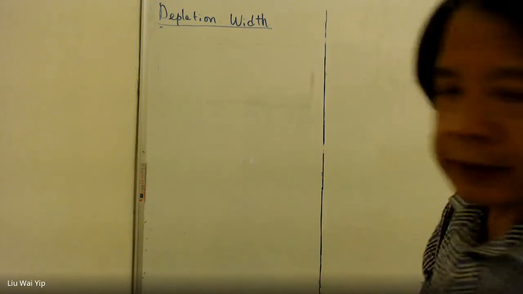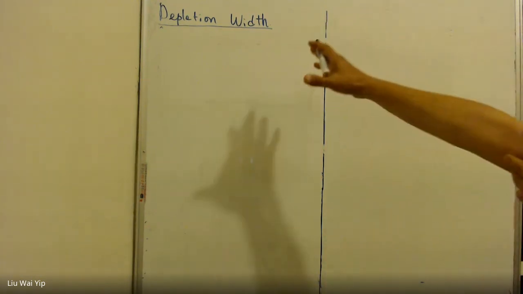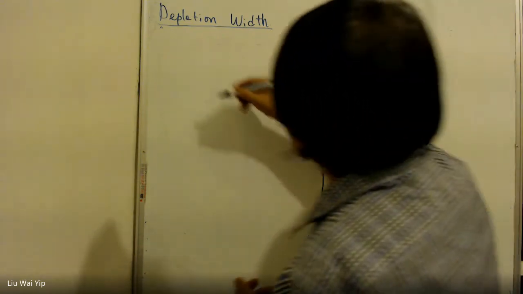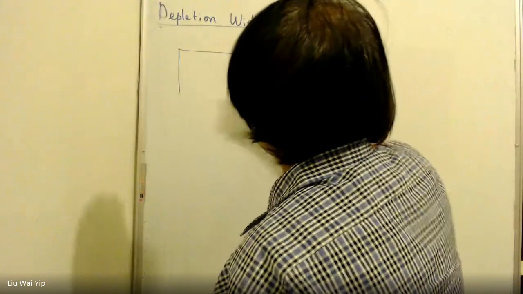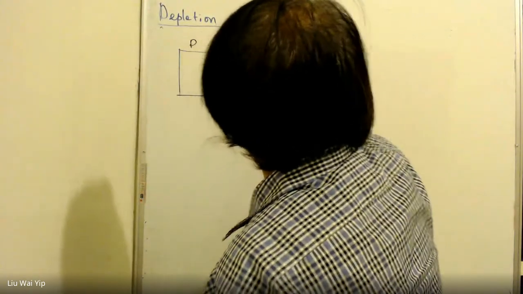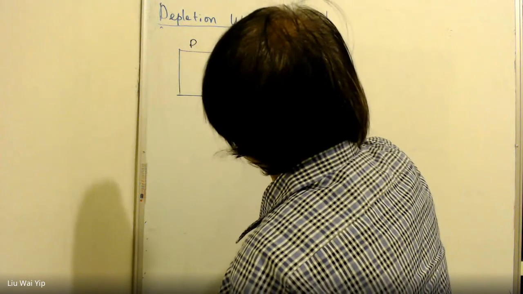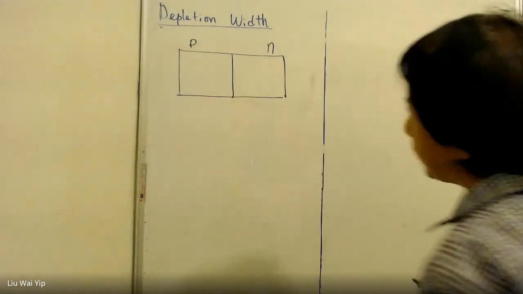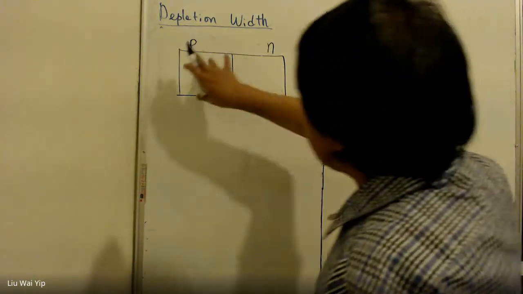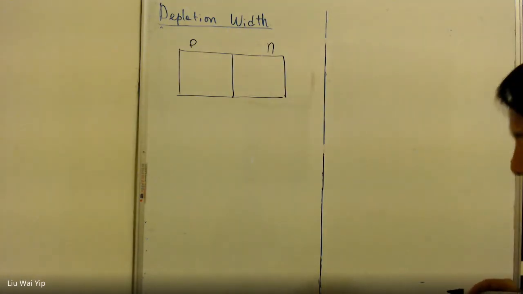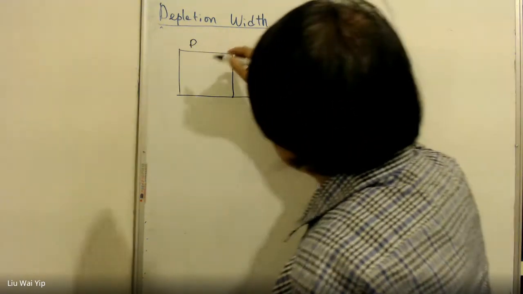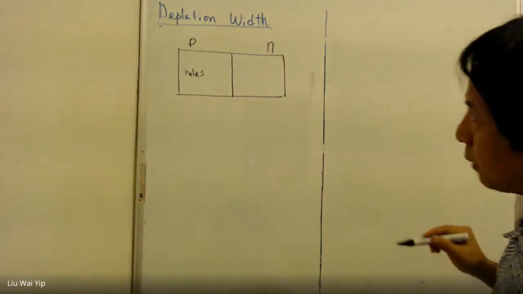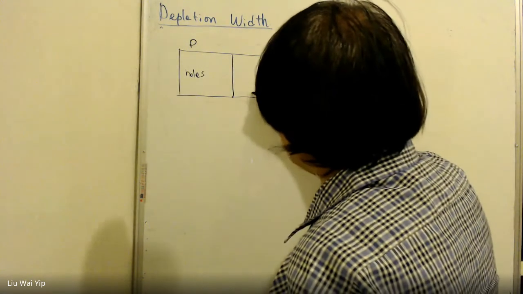Hello everyone, this video is about the depletion width of a PN junction. Suppose we have a PN junction, and we know that there is a contact interface between the p-type material and the n-type material. In the P region, the majority carriers are holes, and in the N region, the majority carriers are electrons.